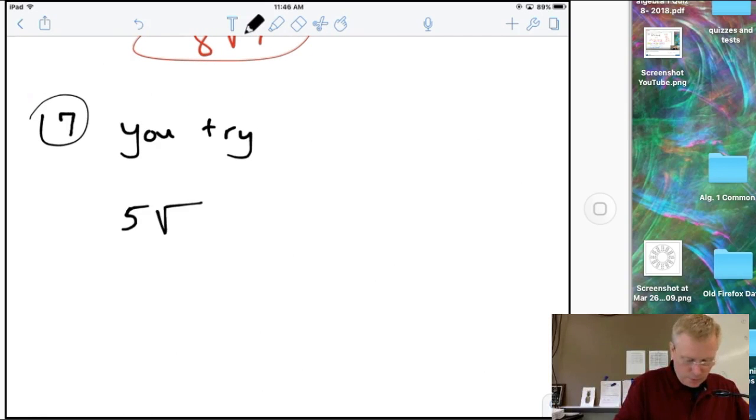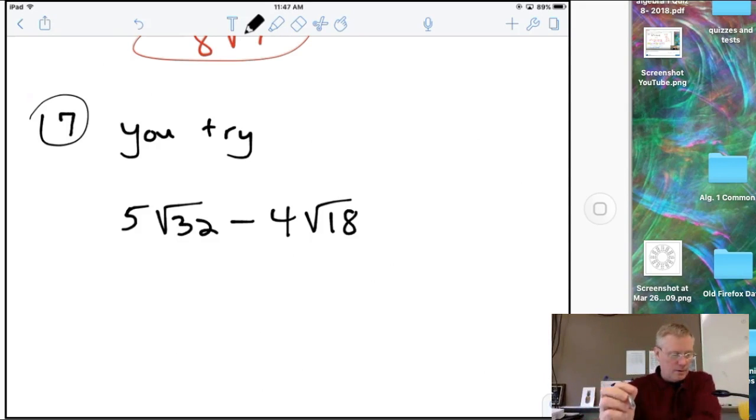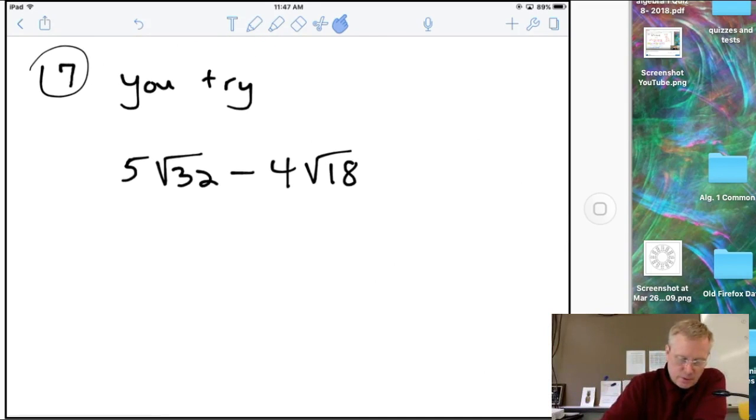Five square roots of 32 minus 4 square roots of 18. All right, so hit pause and come back. You're going to have to break up both of those radicals. All right, so I'm going to do this one.